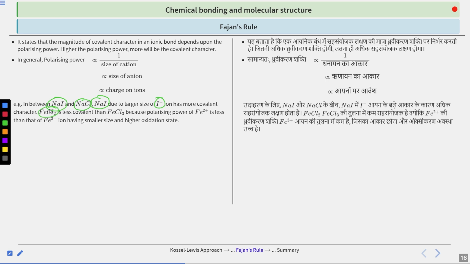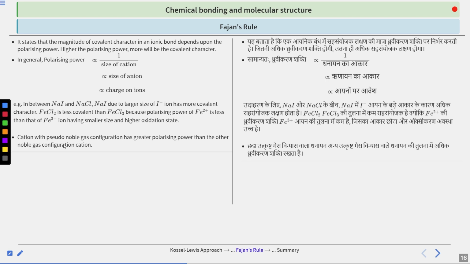Similarly, if you consider FeCl2 and FeCl3, the Fe in FeCl3 has a greater charge, which results in a greater polarizing power of the ferric ion, and hence it will polarize chlorine more. So again, the covalent character is increasing in FeCl3. A cation with pseudo noble gas configuration has a higher polarizing power than a cation with noble gas configuration. This is also a very important point.